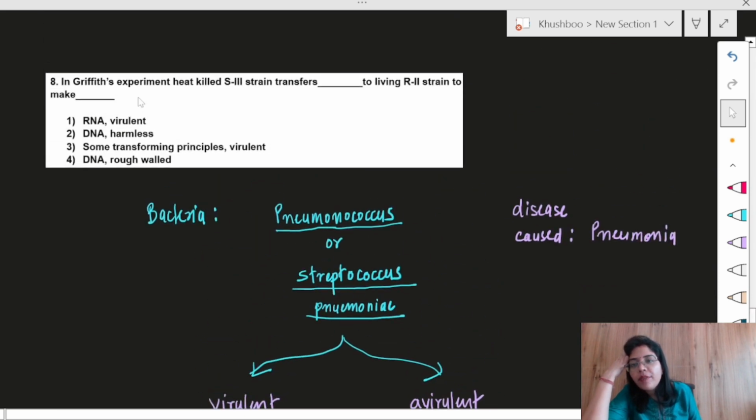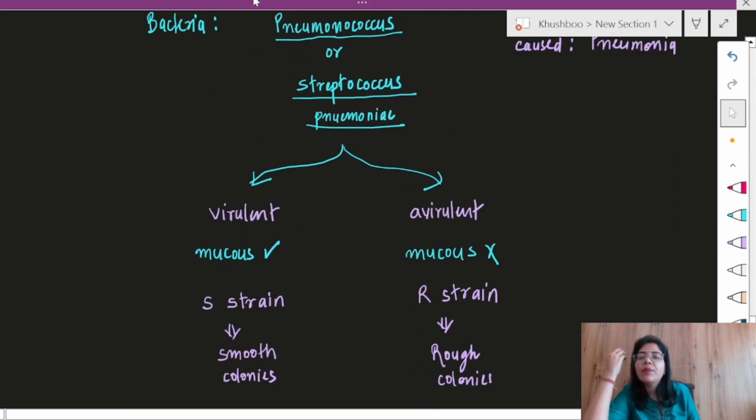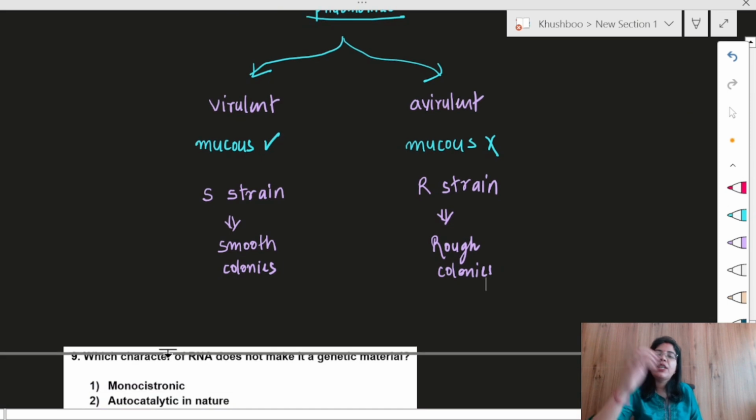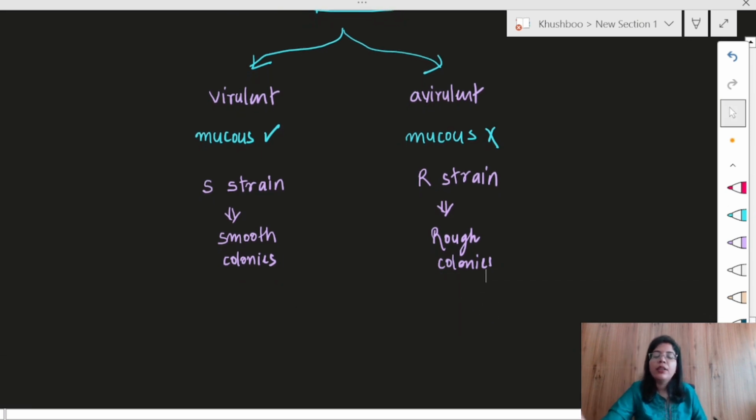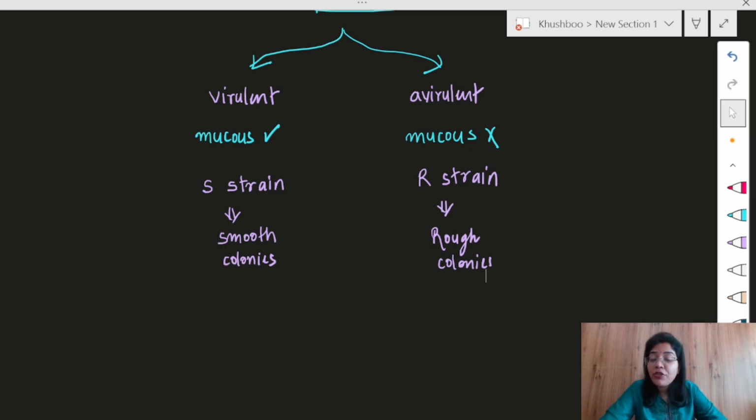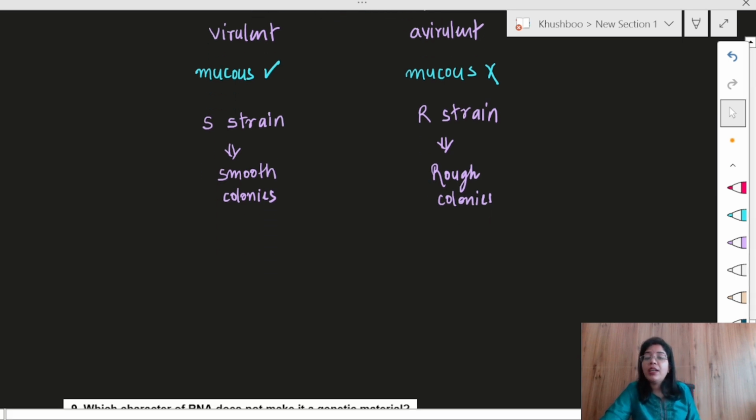Now, what they have mentioned in Griffith's experiment: heat killed S strain transfers what? They injected the mouse with the R strain, and nothing happened; the mouse was alive. When they added the S strain, the mouse got killed because it was virulent. Pneumonia occurred in that mouse. Then they added heat killed S strain, and the mouse lived because the mucus layer got damaged, and the DNA also got denatured, so it cannot prepare the mucus again. The cell was also not there; they damaged the entire content.